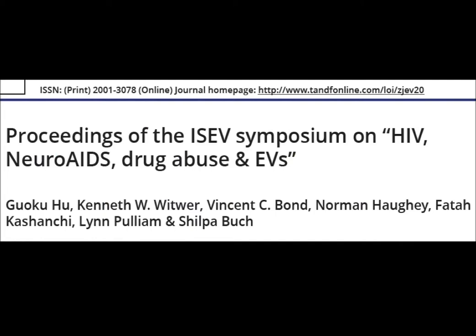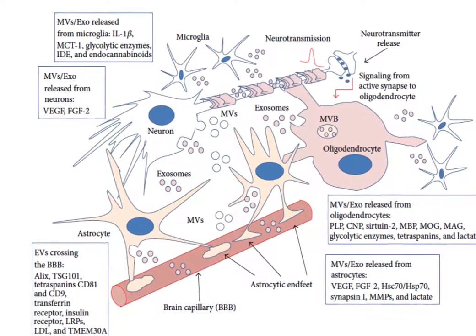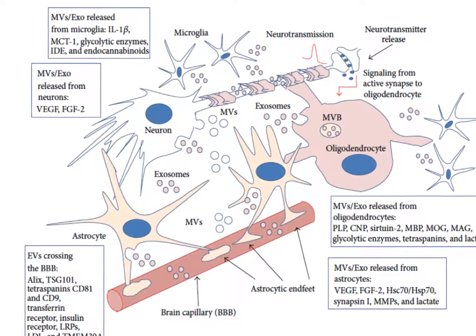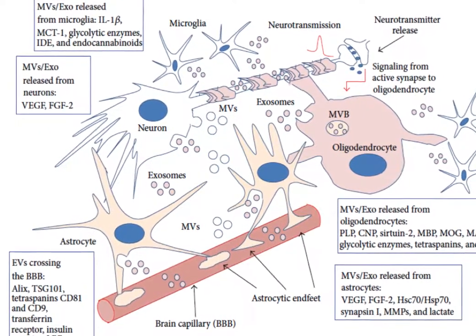For example, there is now clear evidence that EVs are important in the neurophysiology of AIDS as well as in drugs of abuse, where it has been shown that numerous EVs can cross the blood-brain barrier and release their carrier molecules, resulting in neurotransmitter release.